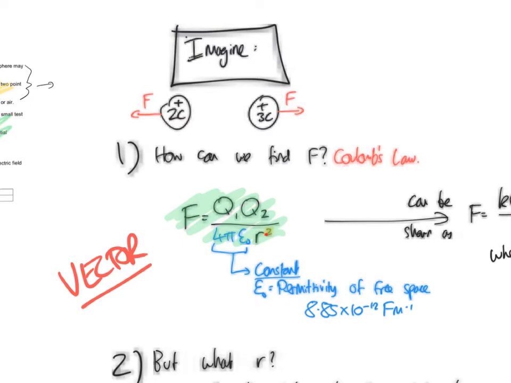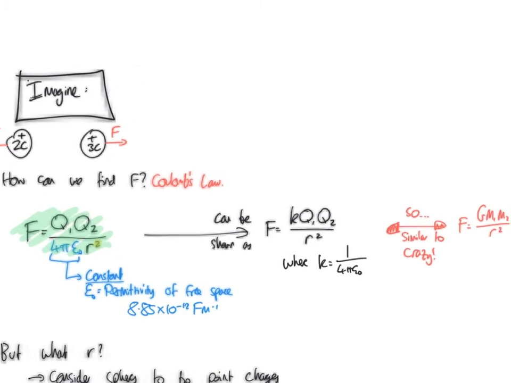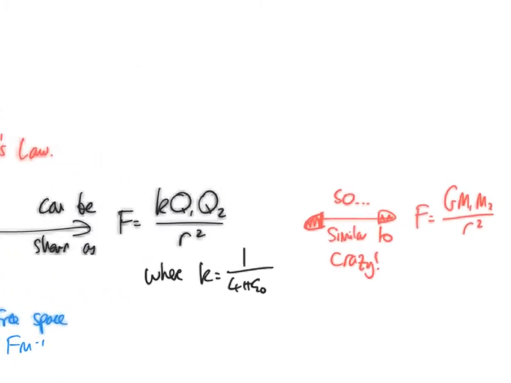Don't forget the squared. It's a vector quantity because it's a force, so that's important when doing questions. This also can be written as F equals K Q1 Q2 over r squared. What is K? Well, K just refers to all those constants wrapped up in a nice little package. Looks much neater, but also shows you the similarity between that and gravitational fields. You can see here, the G is the constant that relates the masses and r squared to F, but in this case it's K. Crazy, eh?